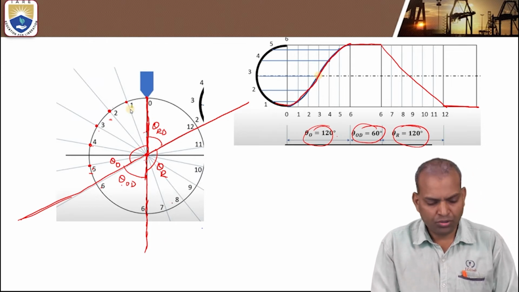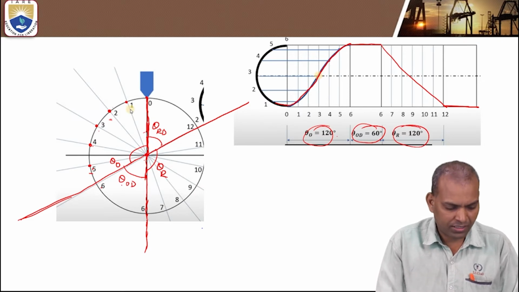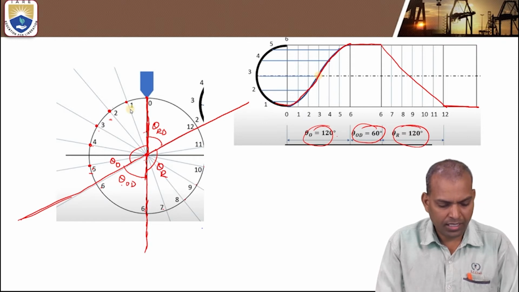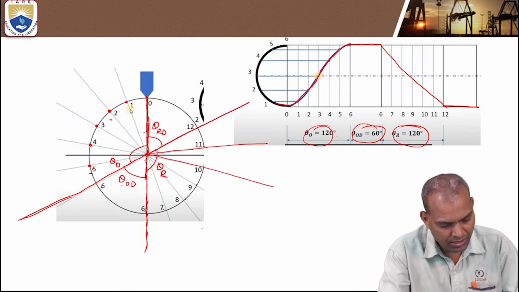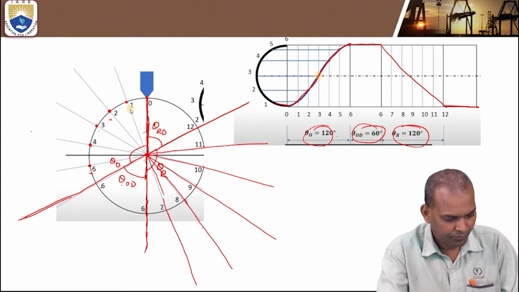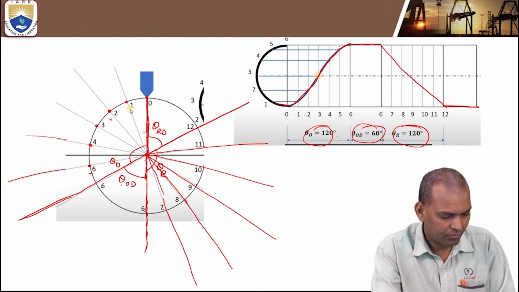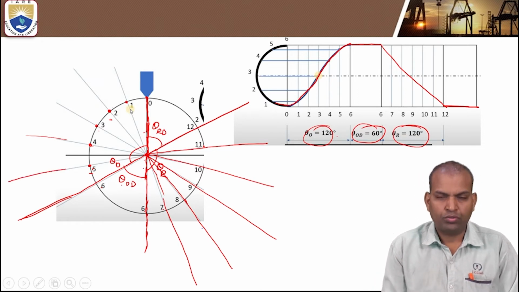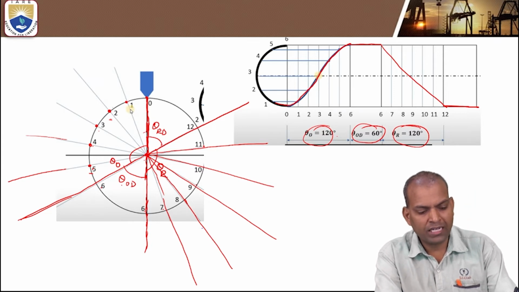Similarly, divide the return stroke part of the base circle of the cam into equal parts, that is 6: 6, 7, 8, 9, 10, 11 and 12. So the other radial lines. Okay. Now after that, what to do? We have to measure the vertical distances from the intersecting points on the displacement curve to the x-axis, that is the cam rotation, and mark the same length on these radial lines.